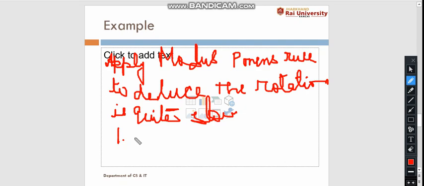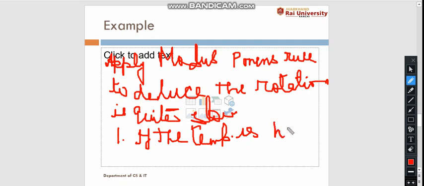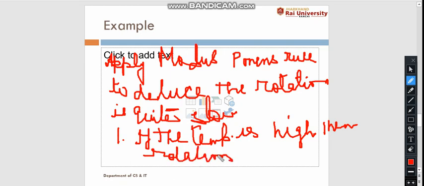And what is given? We are given: if the temperature is high, then rotation is slow. This is the first statement given, that if the temperature is high, then the rotation is slow. And what is the second statement given? The temperature is very high.